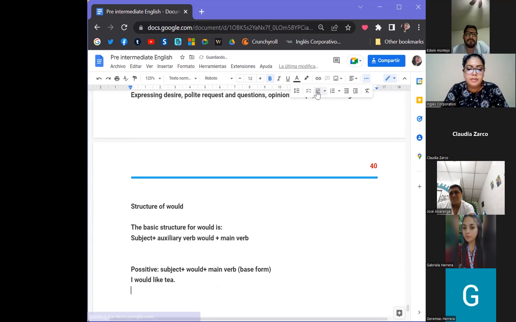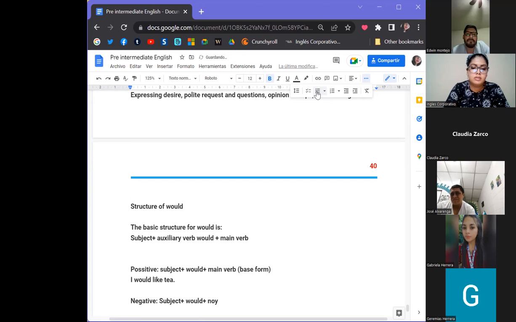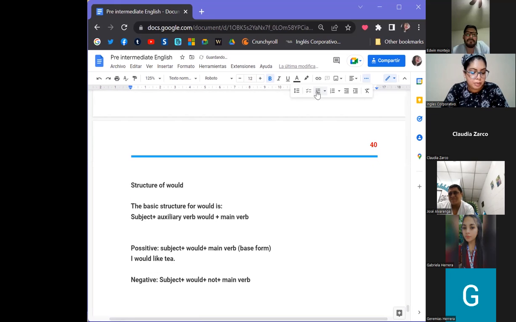Now we have the negative. That is the subject plus would plus not plus main verb. And we have the example. She would not go.